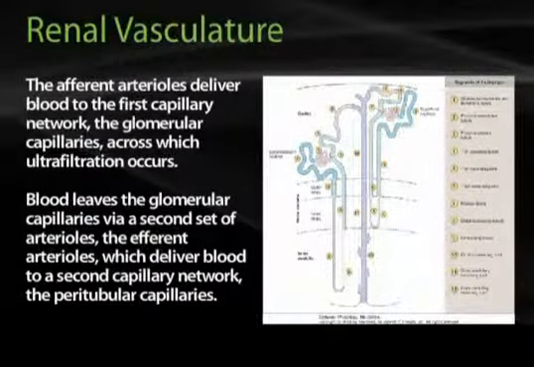The afferent arterioles deliver blood to the first capillary network, the glomerular capillaries, across which ultrafiltration occurs. Blood leaves the glomerular capillaries via a second set of arterioles, the efferent arterioles, which deliver blood to a second capillary network, the peritubular capillaries. The difference in arteriolar tone will ultimately determine the glomerular capillary hydrostatic pressure, the primary determinant of filtration occurring at the level of the glomerulus.